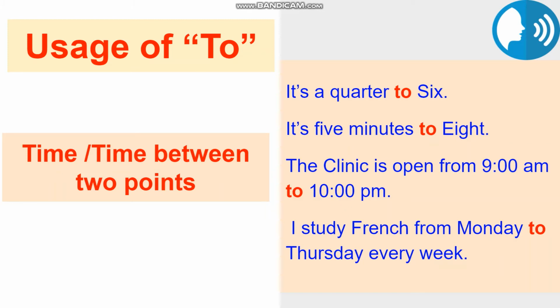So when we are talking about one point in time to another point in time, we can also use to. For example, the clinic is open from 9 a.m. to 7 p.m. or I study French Monday to Thursday every week from this time to that time. So this is a period from this time to that time. That is the direction. That is the movement.